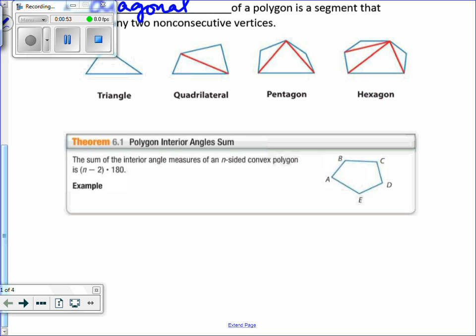The polygon interior angles sum theorem says the sum of the interior angle measures of an n-sided convex polygon is n-2 times 180. So on the right, you've got a picture of a convex polygon. A concave one is where the angles are actually pushed into the figure. This is convex. For this particular one, it is a pentagon, and a pentagon has 5 sides.